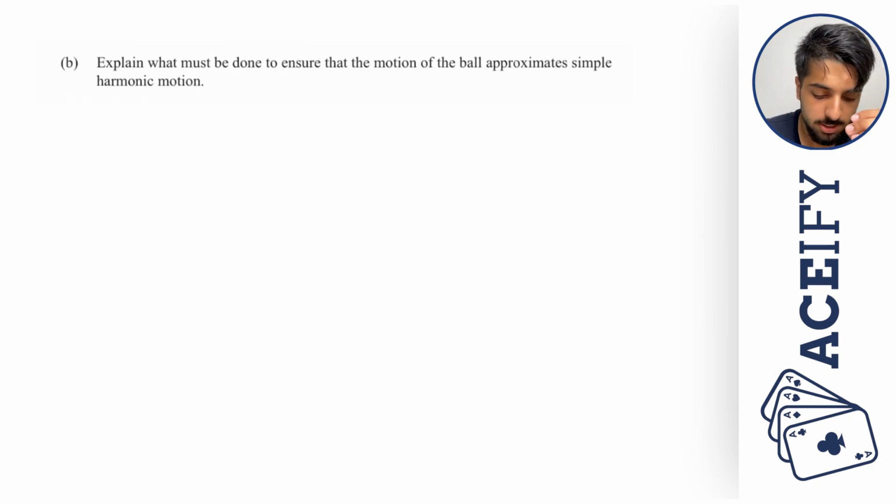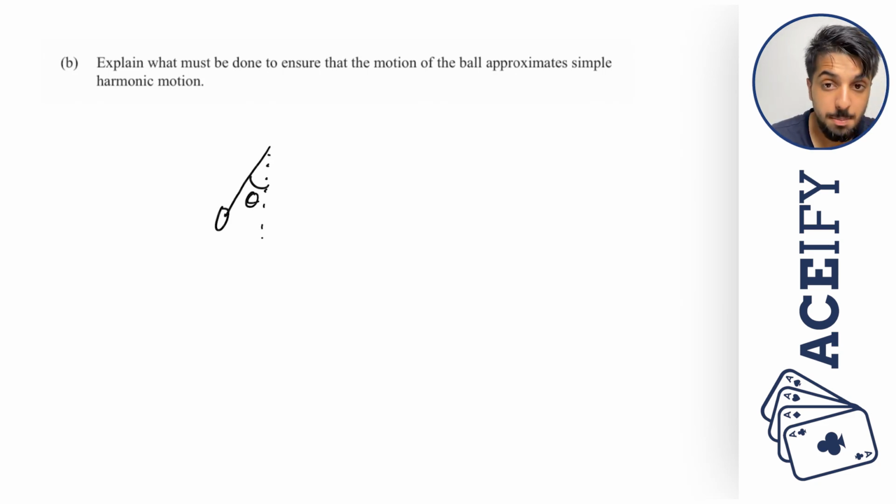Explain what must be done to ensure that the motion of the ball approximates simple harmonic motion. So in order for the ball to approximate to simple harmonic motion, the angle at which it's released must be small. And so what I mean by the angle is if we have a ball right here, and this is the equilibrium position, this angle theta must be small. The reason for this is so that the motion can be approximated as a straight line, because small angle approximation, and therefore this allows the force to be proportional to the displacement.